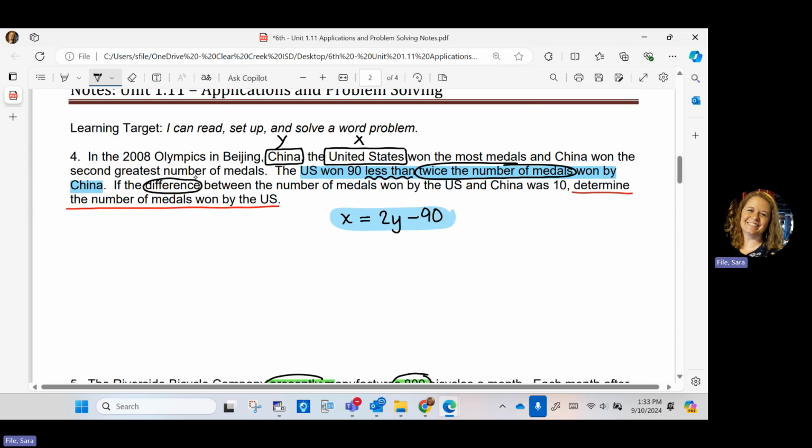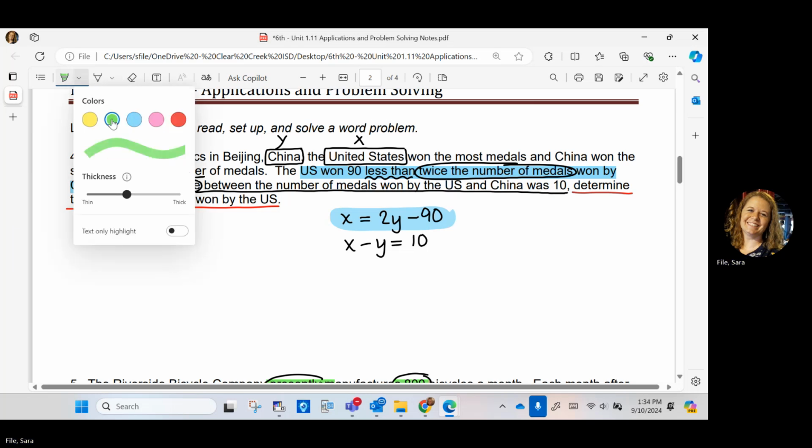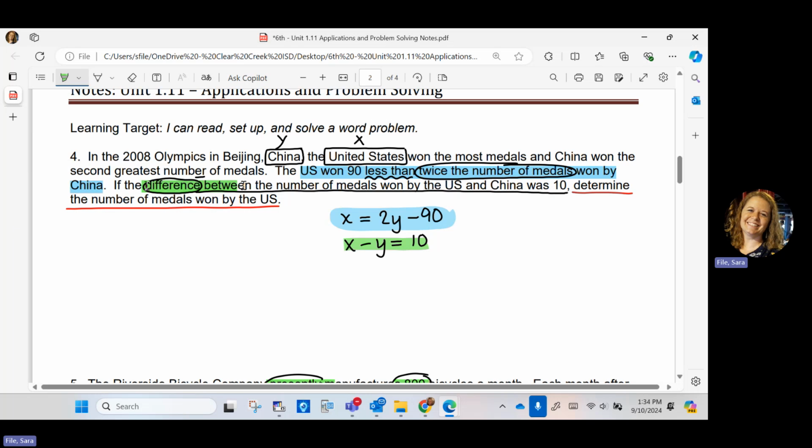Okay, so we're going to subtract. The difference between the number won by the US and China was 10. So US minus China, so US medals minus China's medals, they're telling us it's 10. So the US won 10 more than China is another way to say that. Okay. Now, for us to be able to use these to substitute, let me highlight where that came from. That came from this sentence.